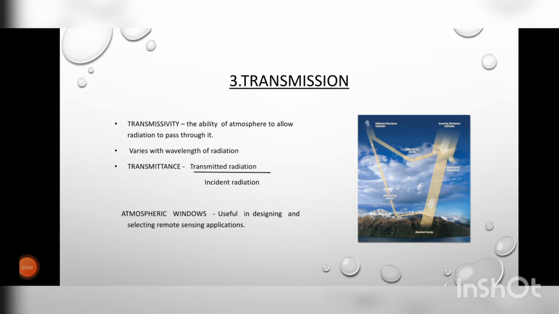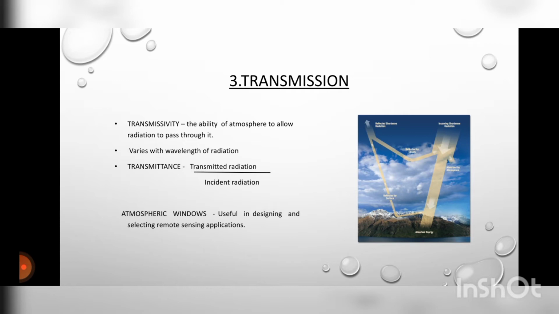Transmission is when electromagnetic energy is able to pass through the atmosphere and reach the Earth's surface. Visible light largely passes through the atmosphere, and some types of electromagnetic radiation easily pass through the atmosphere, but other types do not. This ability of the atmosphere to allow radiation to pass through it is referred to as transmissivity and varies with the wavelength of the radiation.